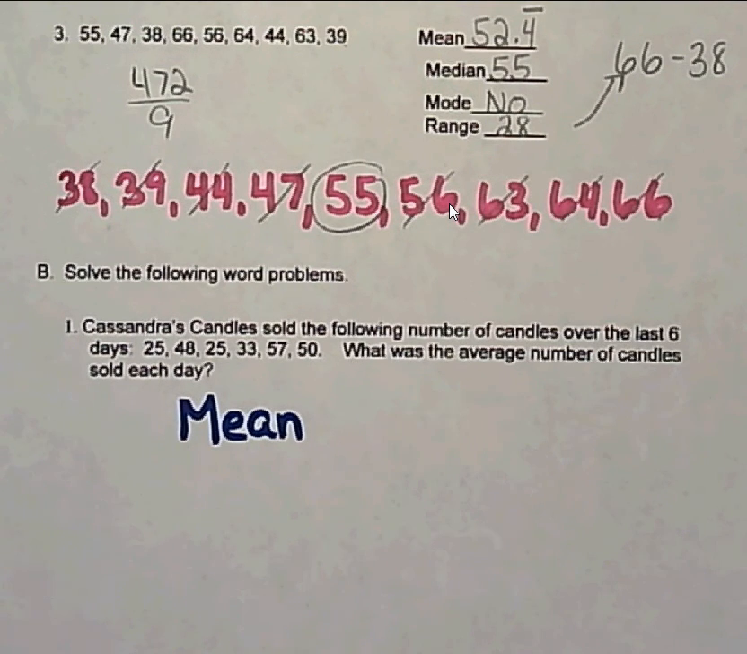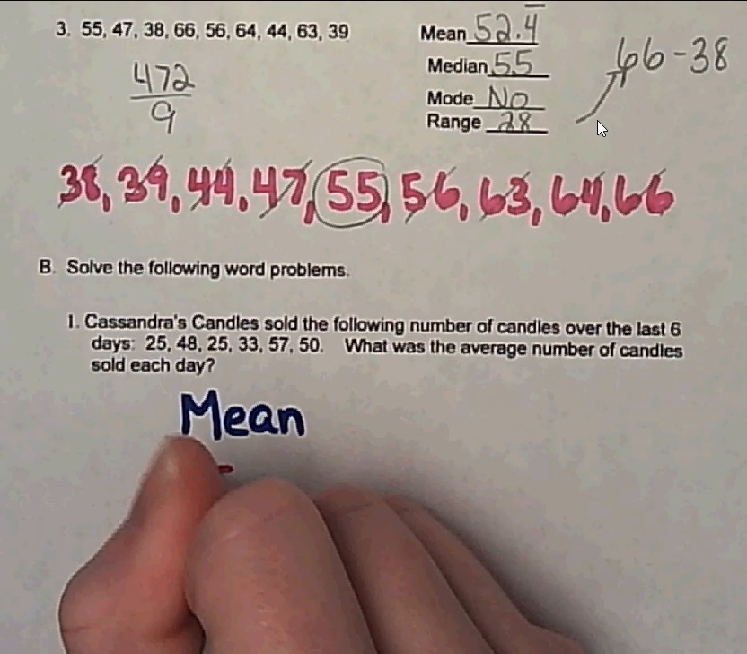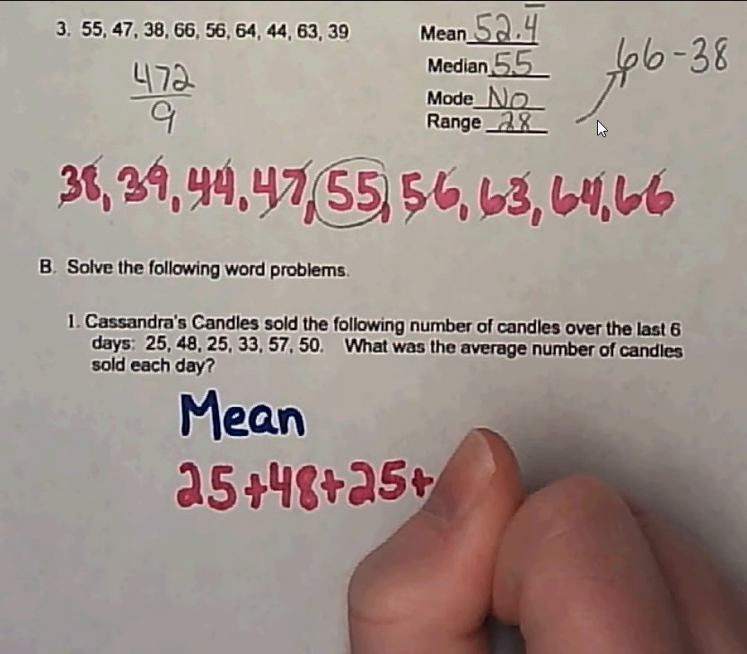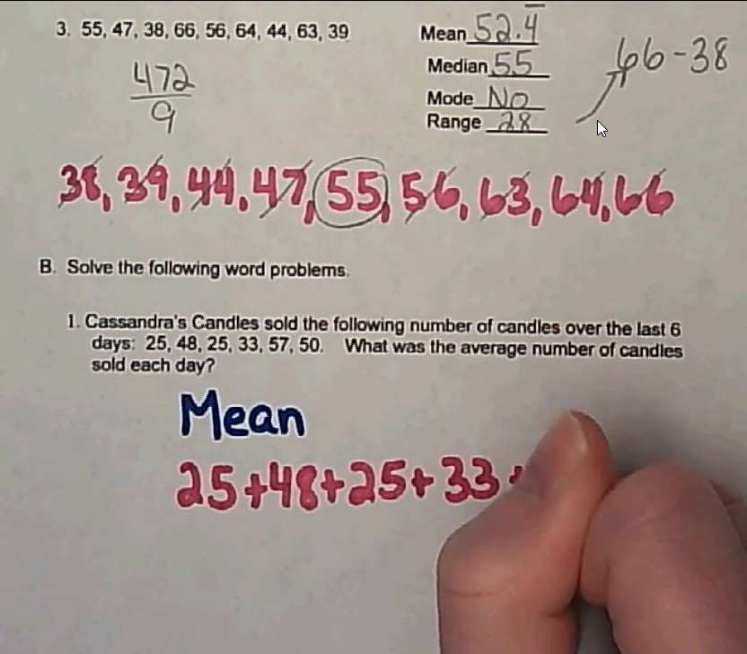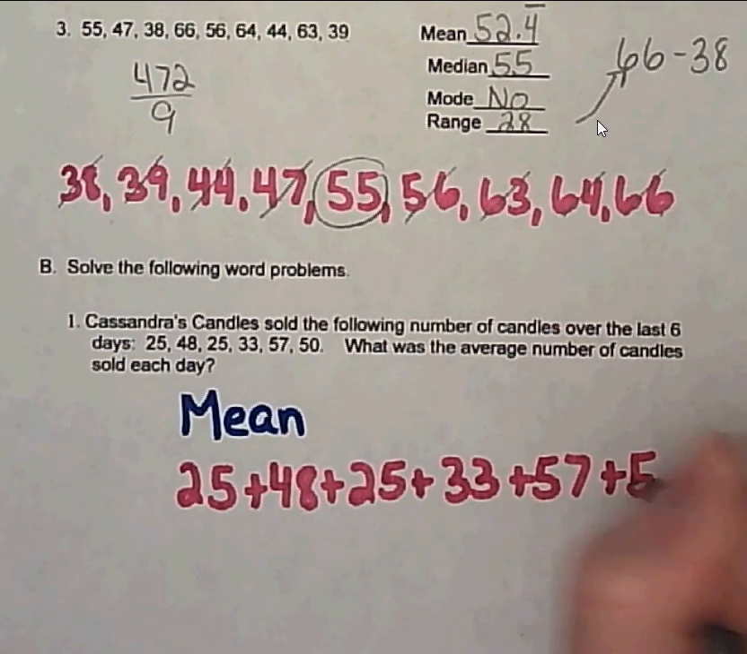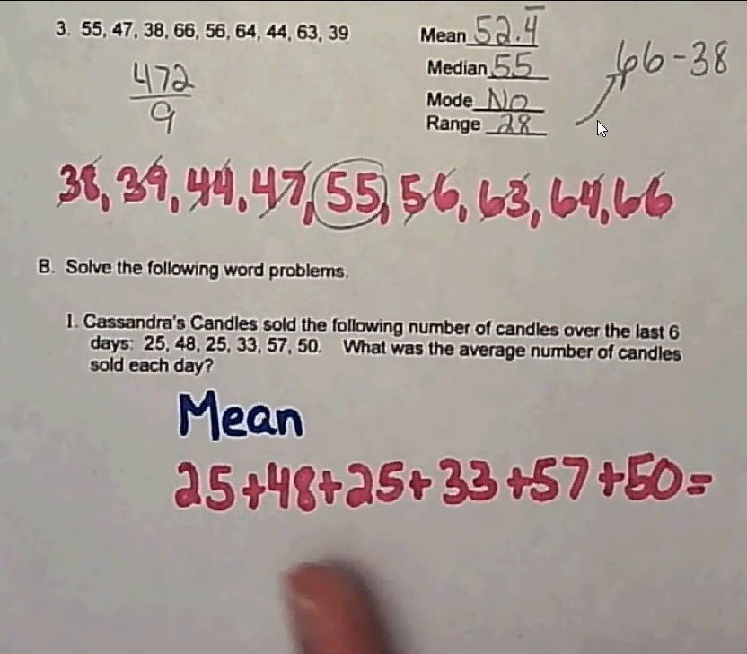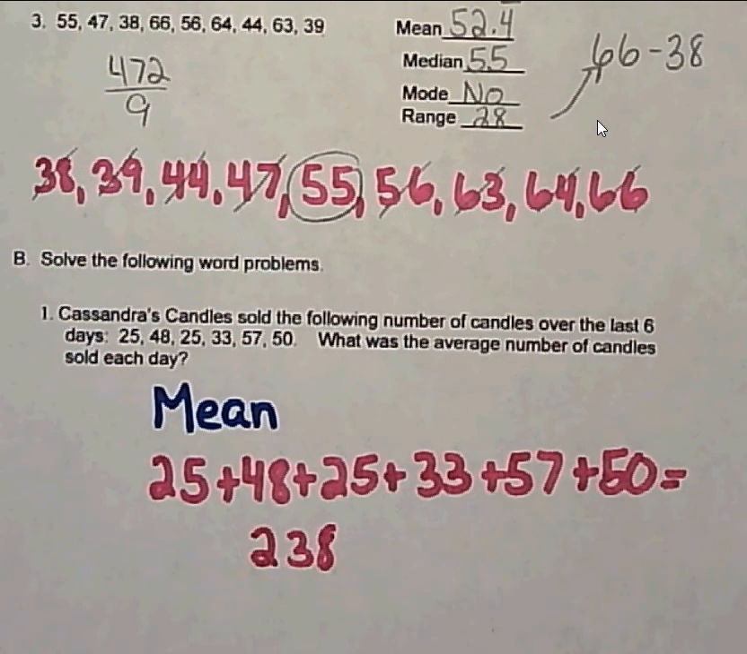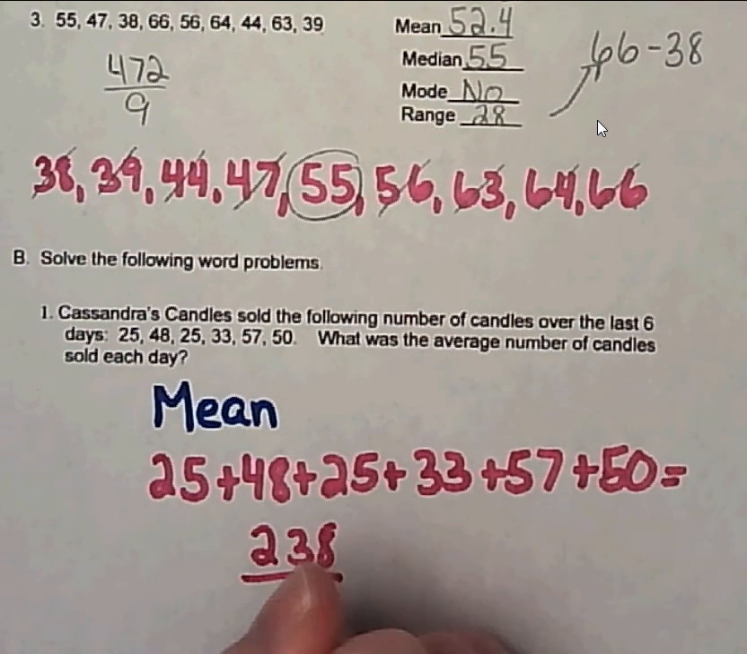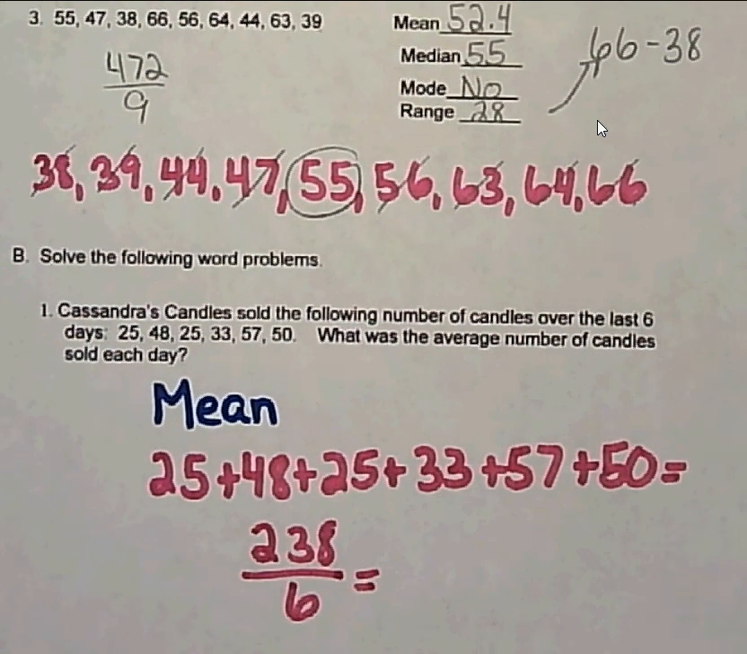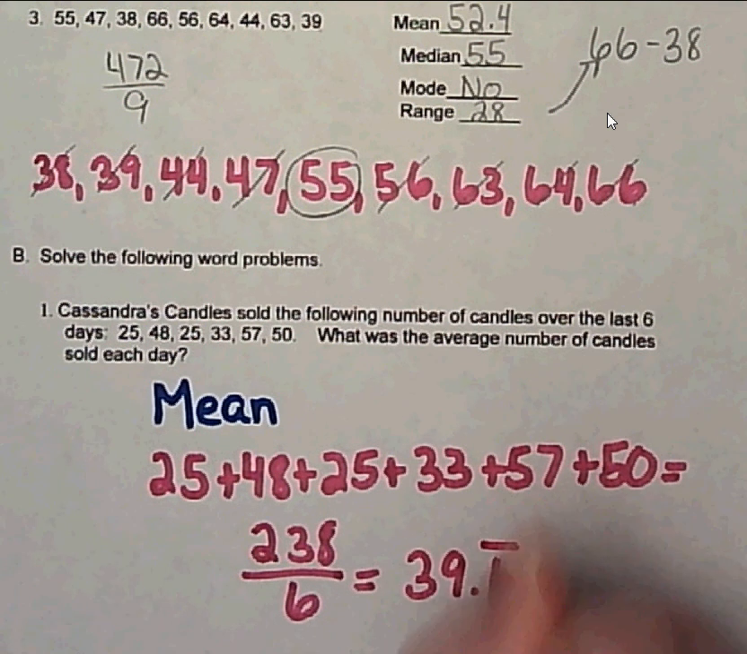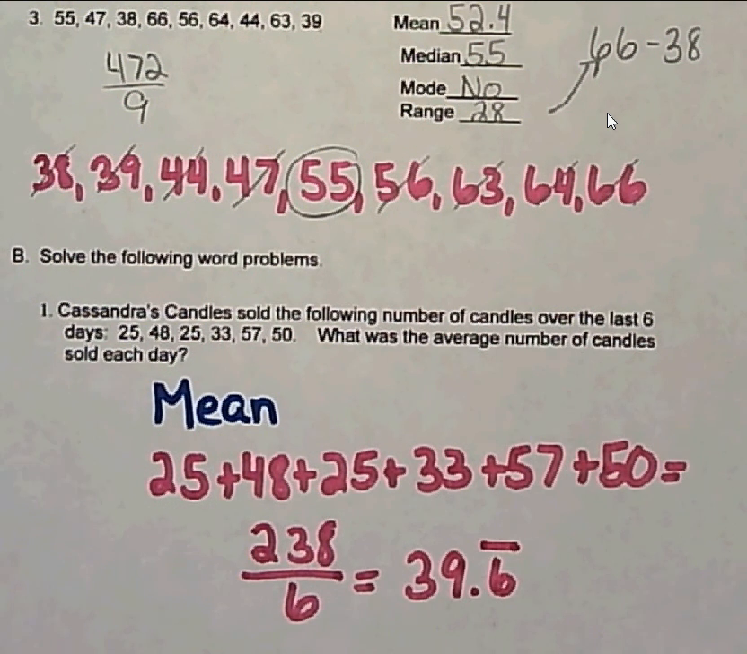Okay, so we want to add up all of those numbers. We have 25 plus 48 plus 25 plus 33 plus 57 plus 50. And if we add them all up, we should get a total of 238. And we want to divide by 6. So 238 divided by 6 in this case would be an average of 39.6 repeating. The 6 continues. Remember, your calculator is your friend in this.